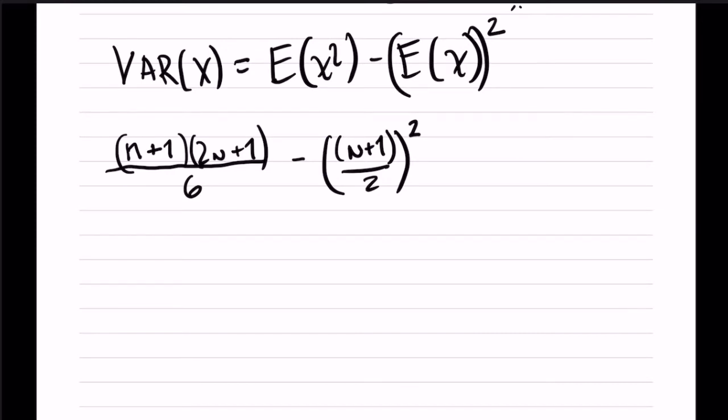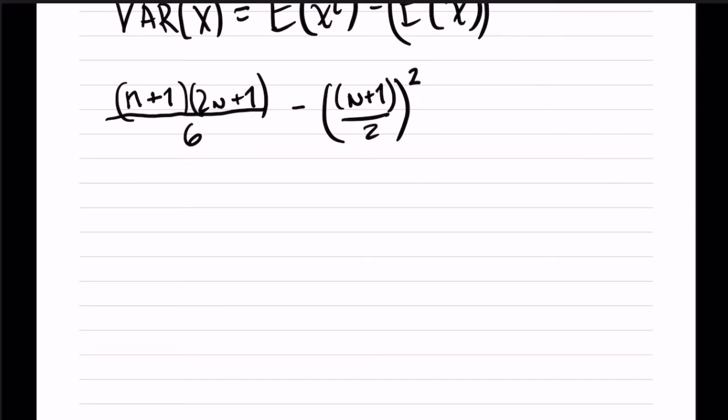Okay, so last step, now that we've calculated the second moment, we know that the variance is going to be the second moment minus the square of the first moment, so we're just going to write these down and we're just going to do some algebra, right?